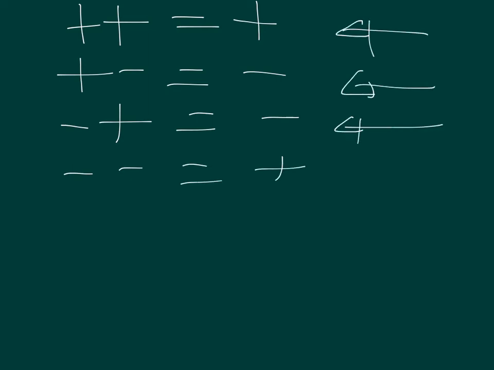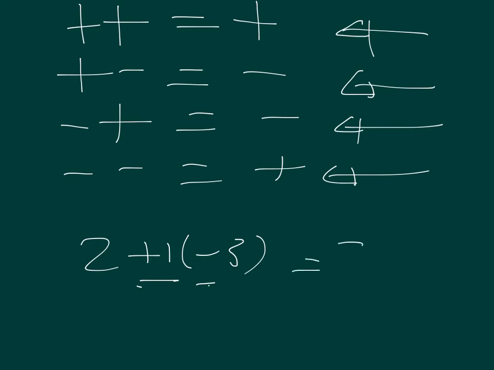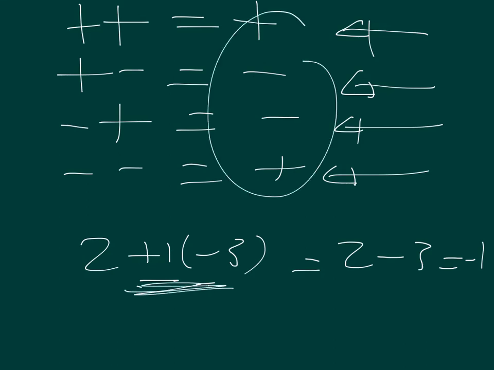And the reason that's true is, if you think about it, if you have something like 2 plus minus 3, what you're doing here is 2 plus 1 times minus 3. So you're multiplying a positive and a negative, and that turns into a negative. So 2 subtract 3 is minus 1. So once you replace the two signs with one sign, I think you're ready to go.